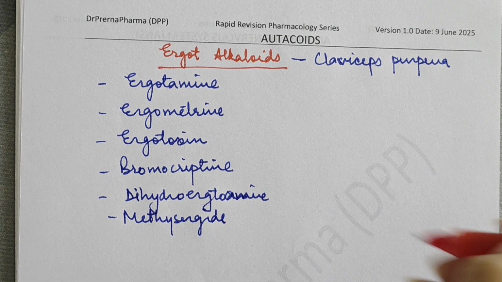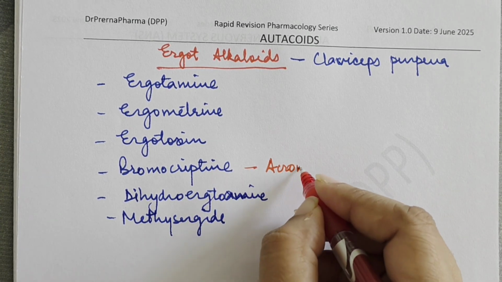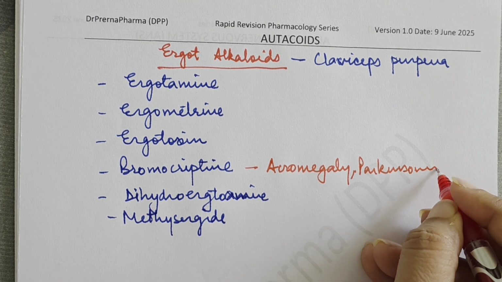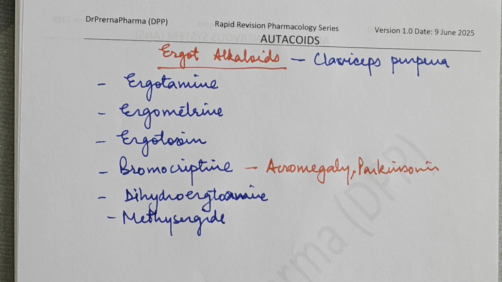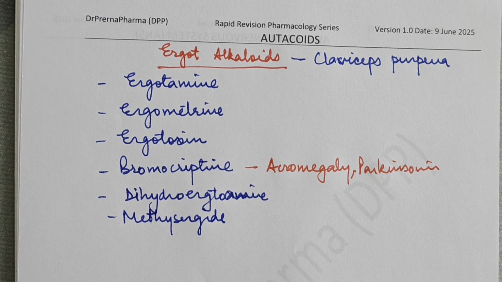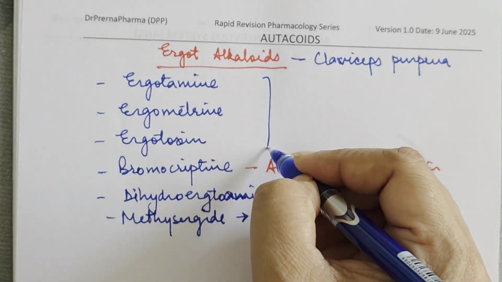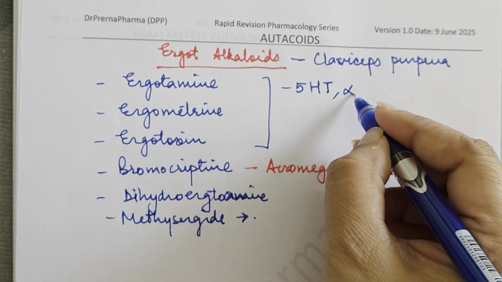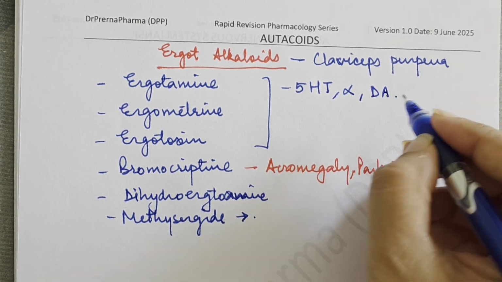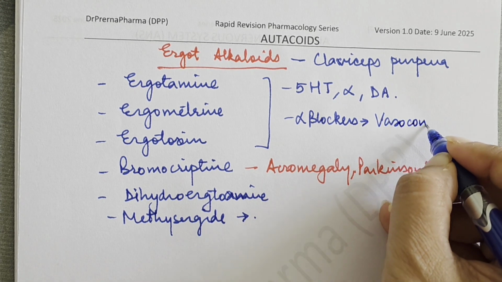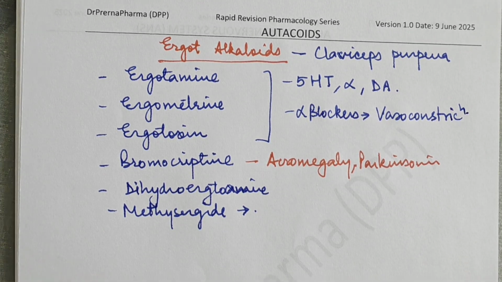Right, now we know this bromocriptine is used in acromegaly, right? It is also used in Parkinsonism. It has got action on the D2 receptor. Then now ergotamine, ergotoxin, ergometrin, dihydroergotamine, methisergide we have just now seen. Now these compounds, they have action on 5-HT, they have action on alpha receptor, they have action on dopamine receptors.